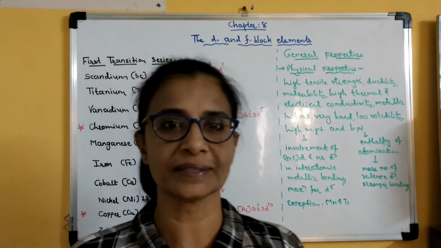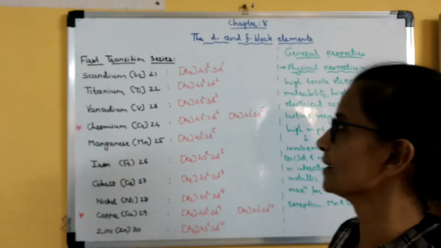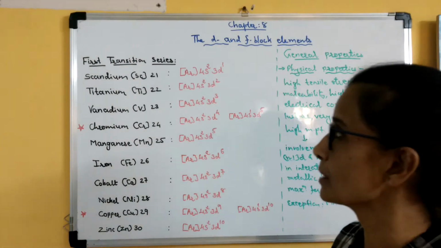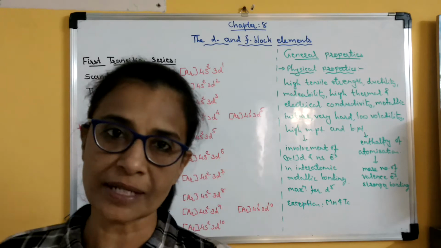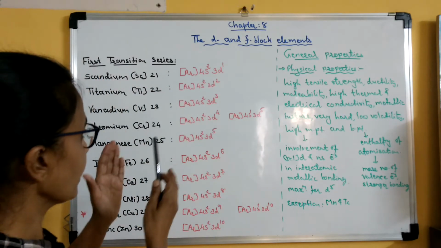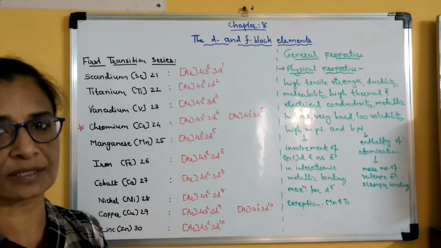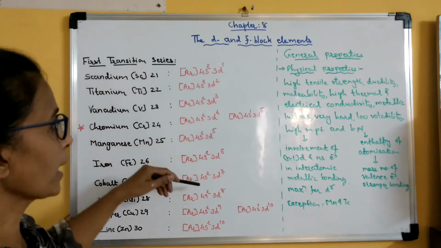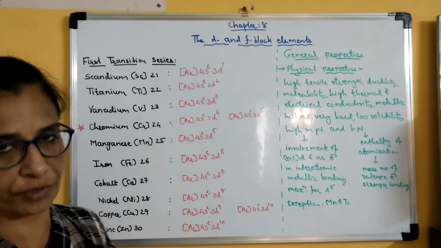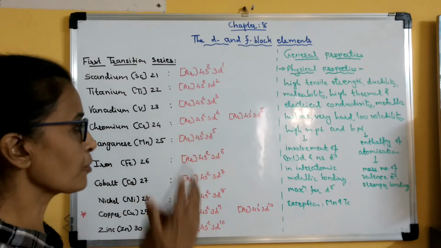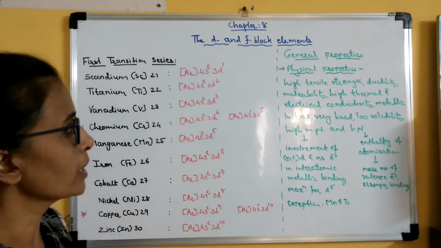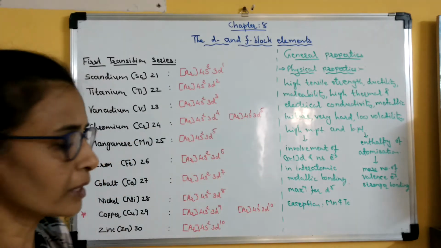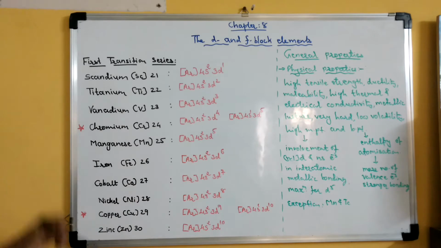Hello everyone. So we are back to our 8th chapter, D and F block elements. Now today in this lecture we will discuss the elements of the first transition series: their name, symbol, atomic number and the outermost electron configuration, or we can say the ground state electron configuration, and then we will go for some of the general properties. Clear? Okay, so let us start.